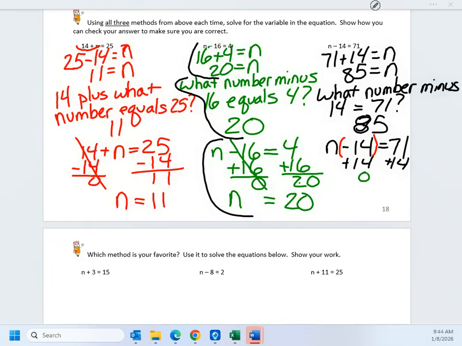Oops, I'm using the wrong number. Is 0. So I end up with just n, because that zeroed out. 71 plus 14 gets us the 85.